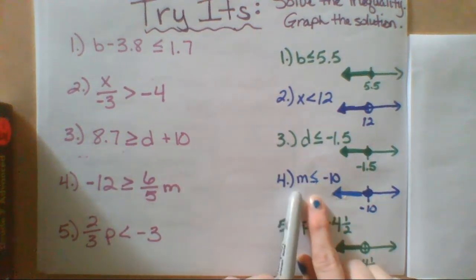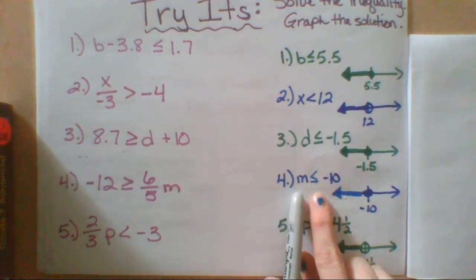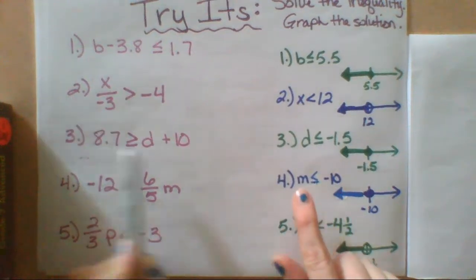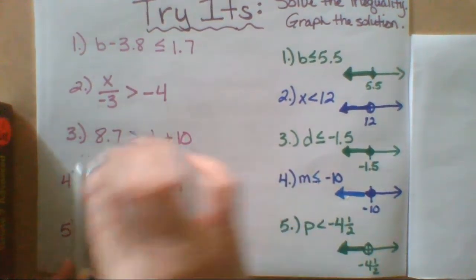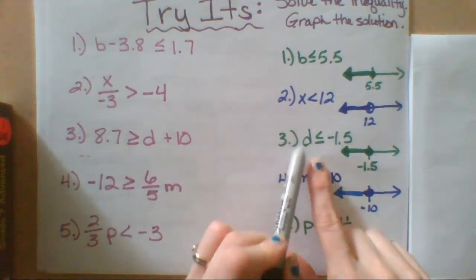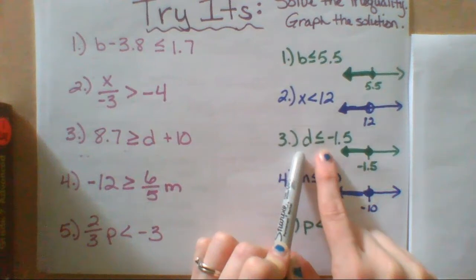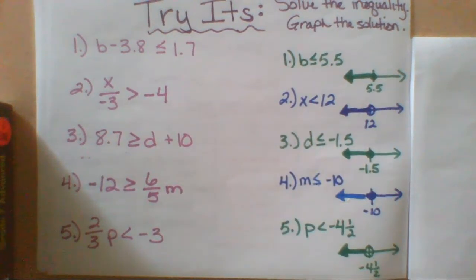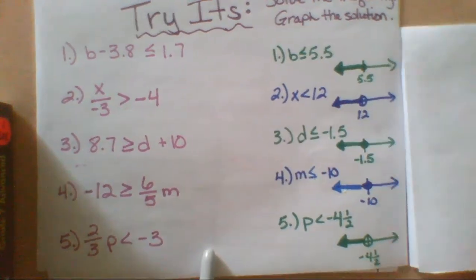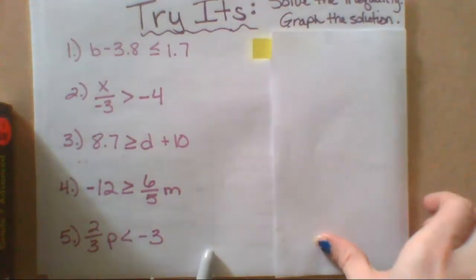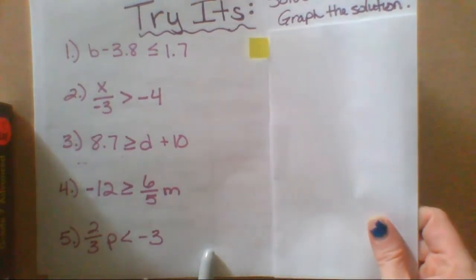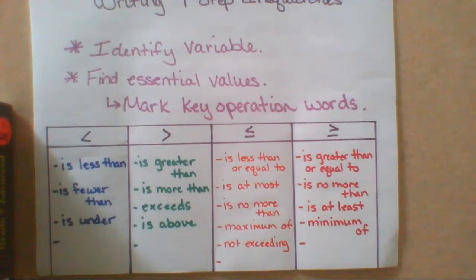Okay? So m is now less than or equal to negative 10. Same thing with 3. When you're flipping that inequality statement, make sure you also flip the inequality sign. And there you have it. All right. That is a long description of how to solve inequalities.